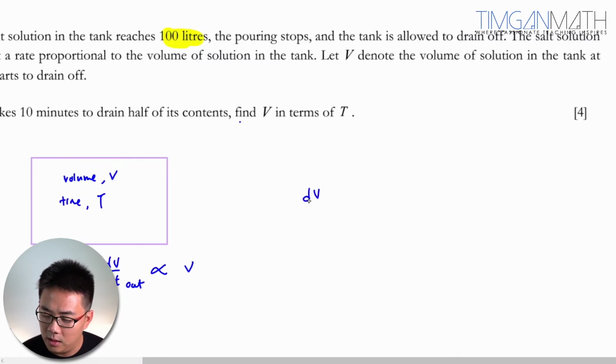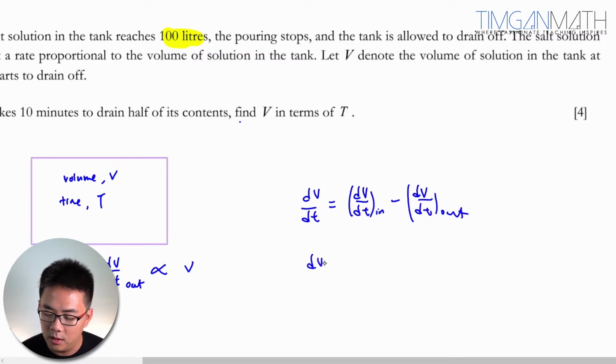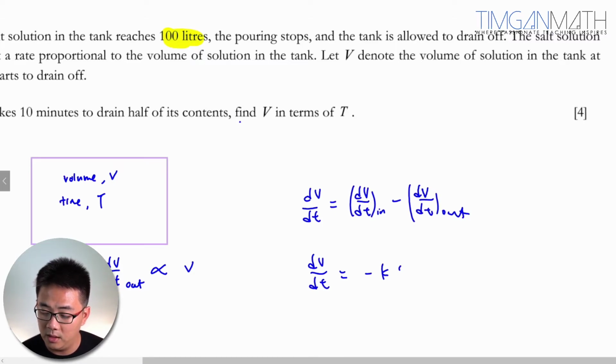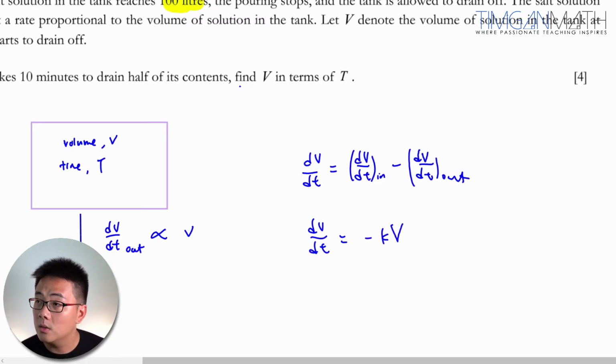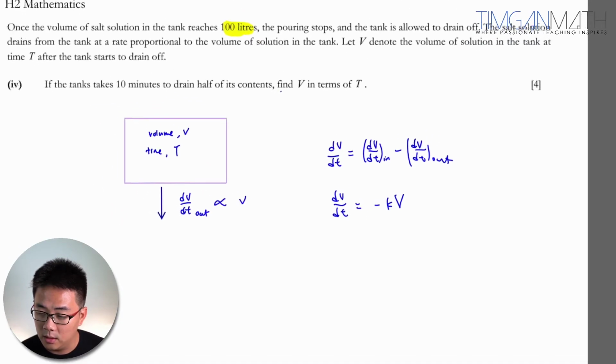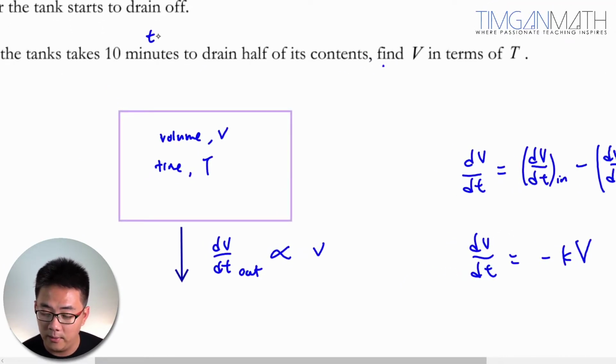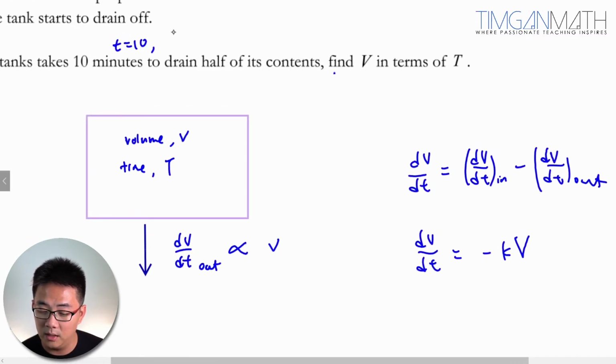So dV/dt is equal to dV/dt in minus dV/dt out. What you need to know is dV/dt is equal to minus k V, since dV/dt out is proportional to V. Once you get that, this is fine. So when t equals 10, V equals V naught over 2.